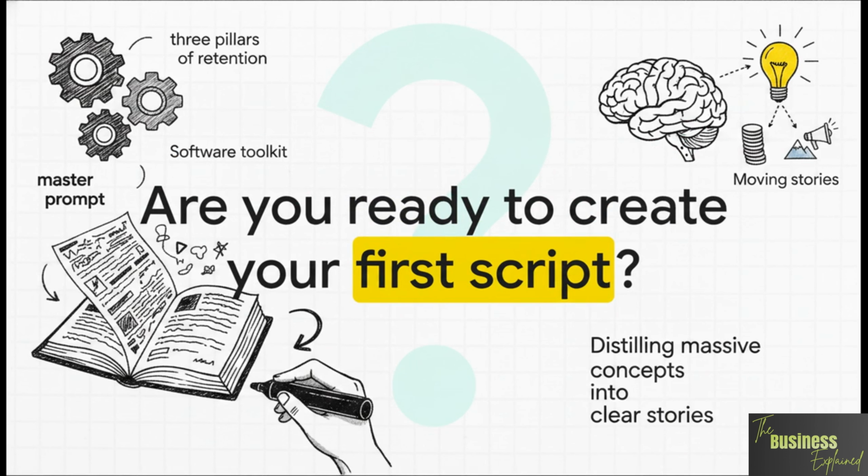Which brings us right to the end of our blueprint. You now know the 3 pillars of retention. You have the exact master prompt to generate a perfectly formatted 2-column script, and you have the software toolkit to actually build it. You understand how to take massive concepts, like those life-changing 3 lessons from Wealth, and distill them into clear, moving visual stories.